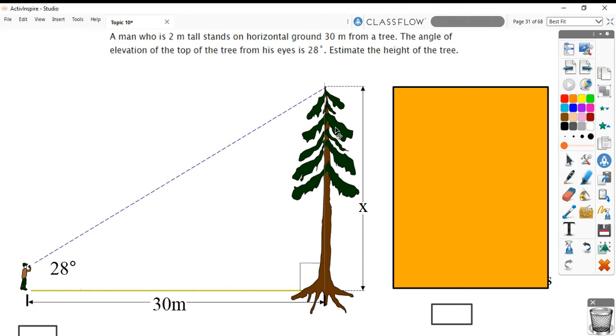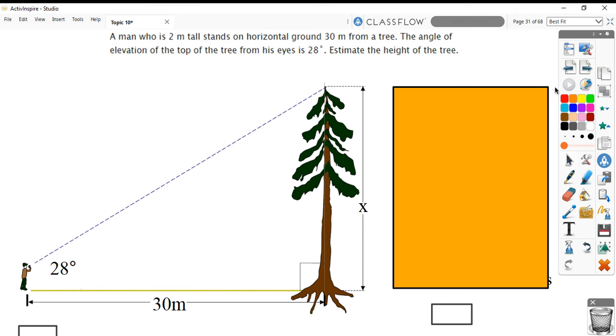If we've got a straight up and down tree, that's going to be a diagram of a right triangle right here. His line of sight, the tree, and the distance between the man and the tree make us a nice little right triangle with a 28-degree angle down here. If this is the angle we're working with, then this right here is our adjacent side, and this one up here is the opposite side. The height of the tree would be the opposite side, this chunk of the tree right here.